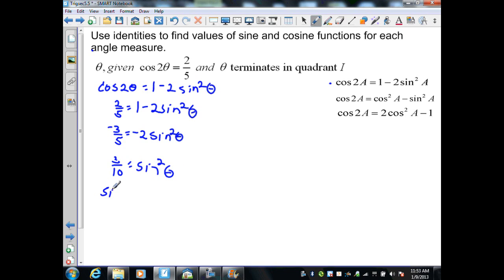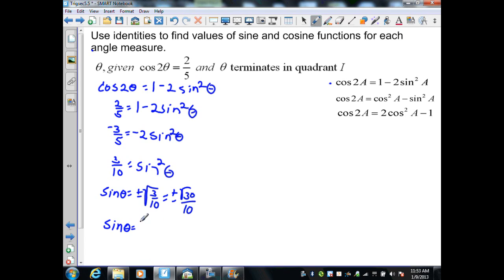Take the square root of both sides. I get sine theta equals plus or minus the square root of 3/10. When I rationalize, that's going to give me plus or minus the square root of 30 over 10. But since I'm in quadrant 1, I know that sine theta is positive.